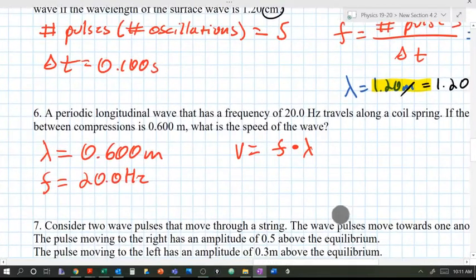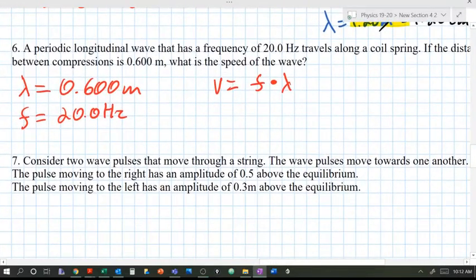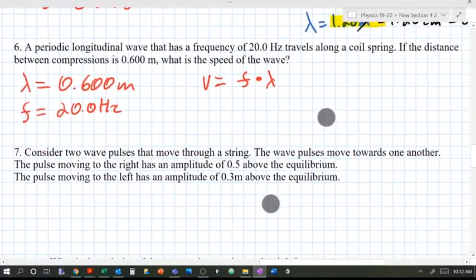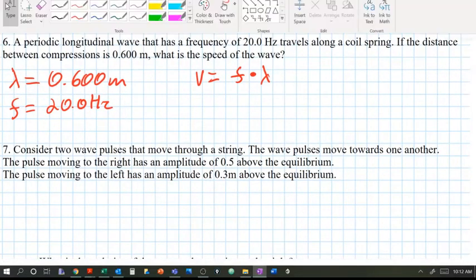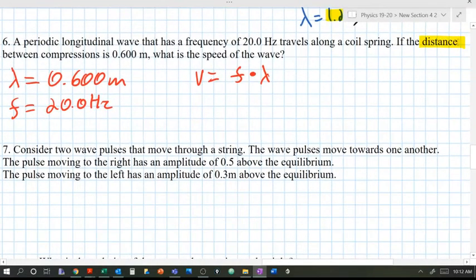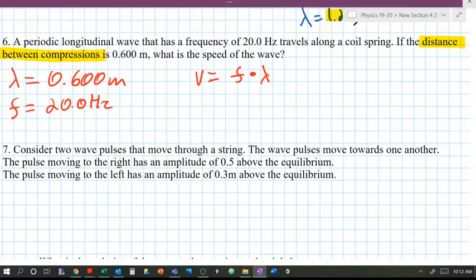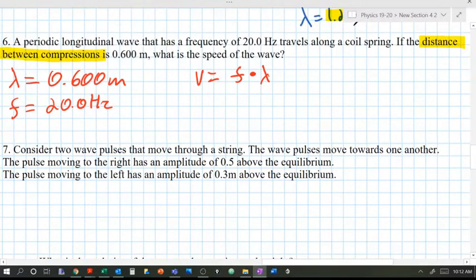Moving on to number 6, we've got a periodic longitudinal wave, so that's like a sound wave, has a frequency of 20 hertz and travels along a coil spring. If the distance between compressions is 0.6, what is the speed of the wave? Now, the distance between compressions, that is the definition of wavelength. The distance between 2 compressions. So I'm telling you the wavelength there. It's 0.6 meters. And I've given you the frequency as well, 20 hertz, and just want to know what that wave speed is.